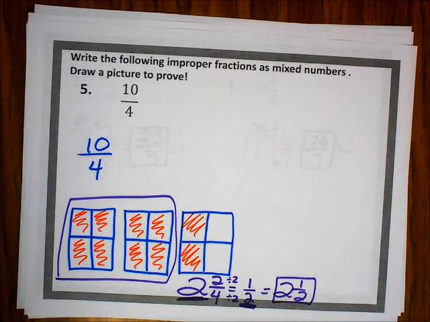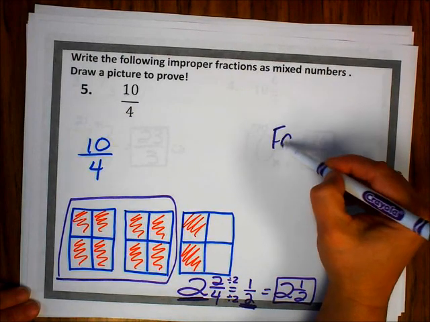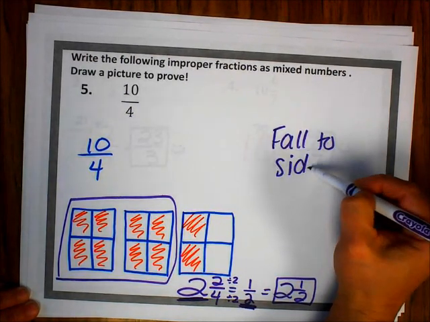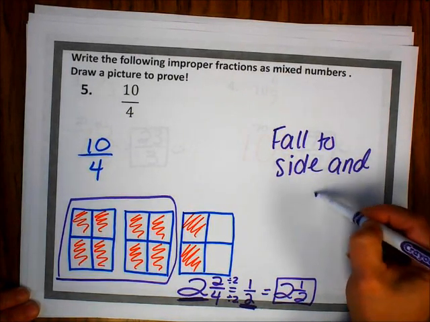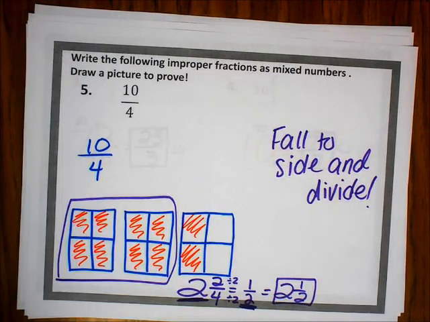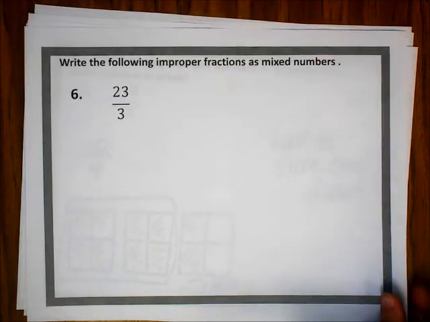Now, once again, it's not reasonable for me to draw a model for every single problem. So our strategy that we're going to use for the next problem is fall to the side and divide. So let's try problem number 6 with the fall to the side and divide strategy.